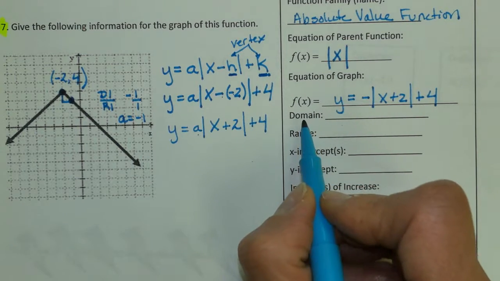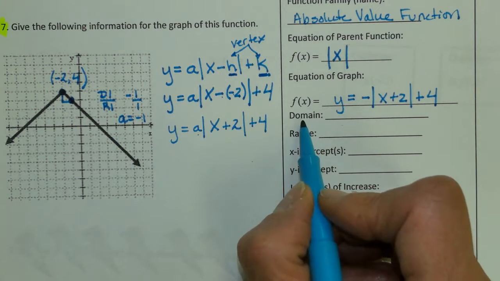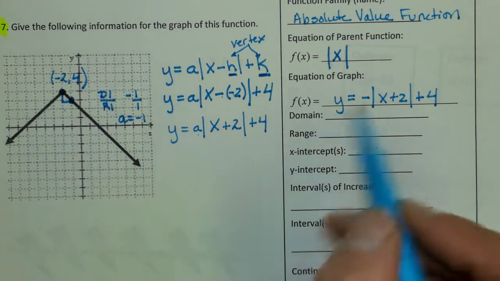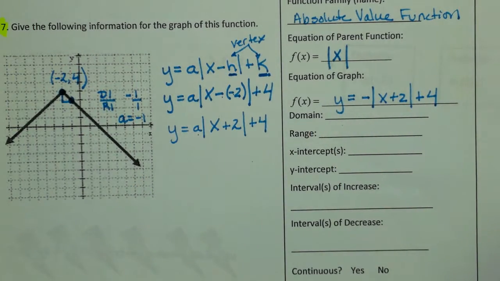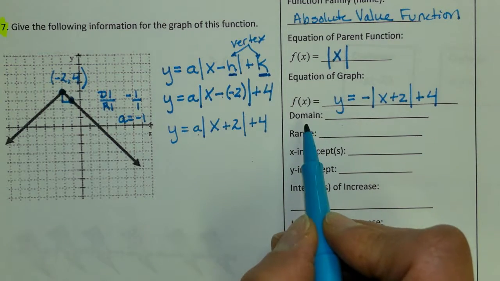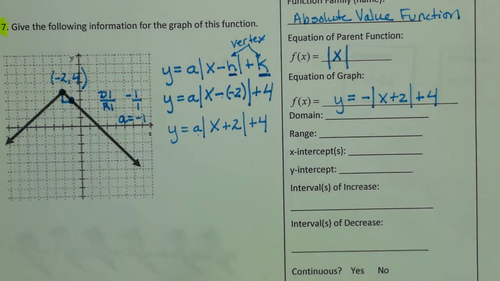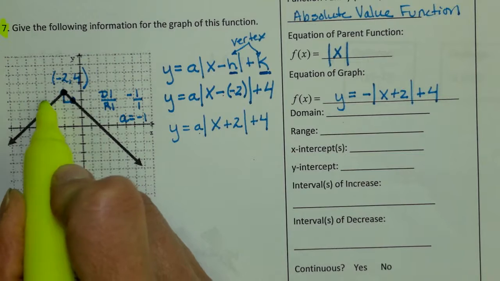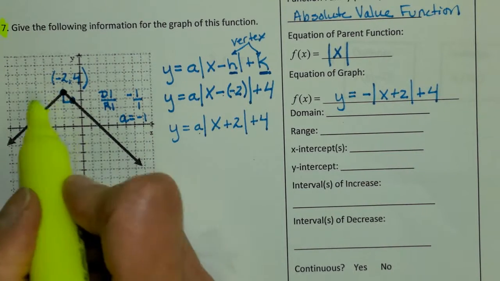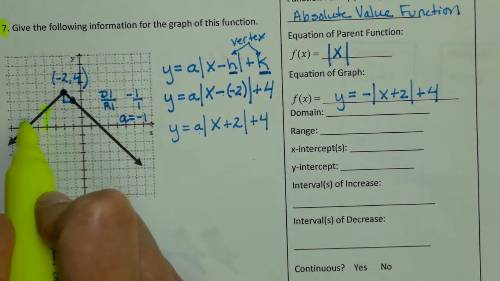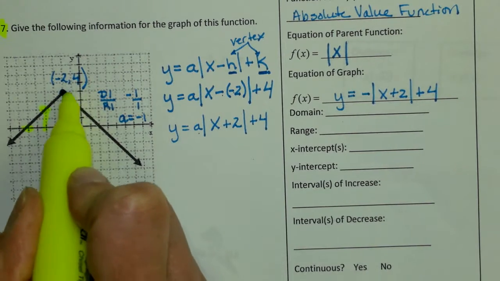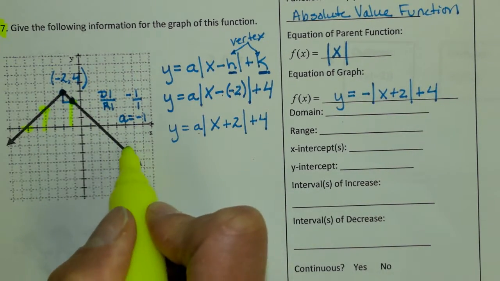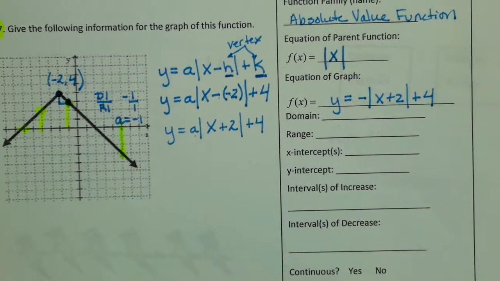Now, domain. Domain is what values can I put in to draw this function. This is not the vertex. This is not the x-intercept. This is x input values. So when I'm looking at my x input values, I can look here at x, and I go up, and I see I have a point. Here I have a point. Here I have a point. Here I have a point.